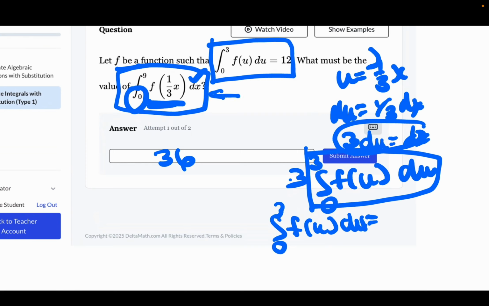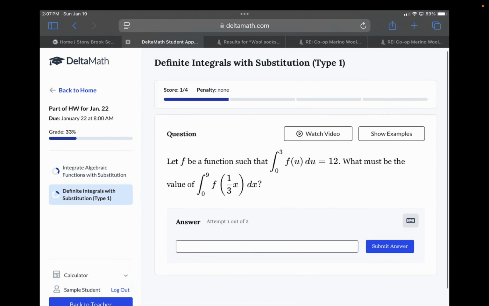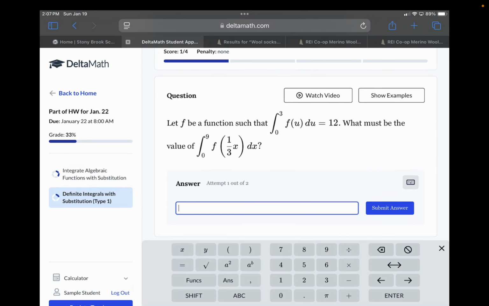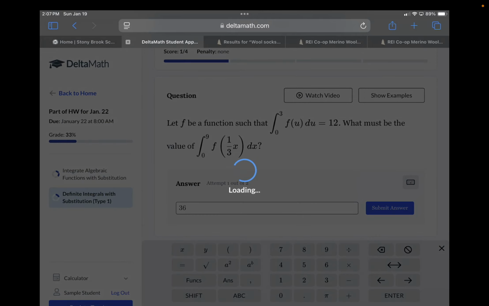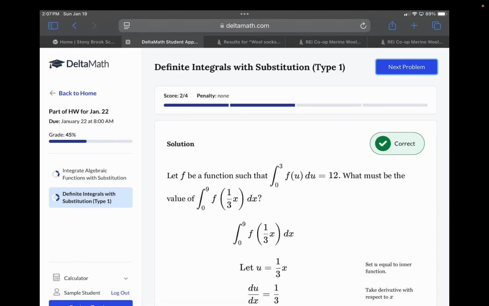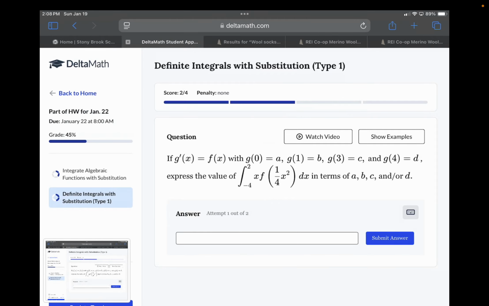So I just sat down to work it out and see where it takes me. So let's put in 36. Okay. All right, let's see what the next one does. So don't let things like this scare you. It's going to be okay. Just work the problem out and see what happens.